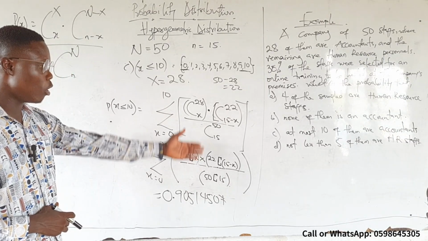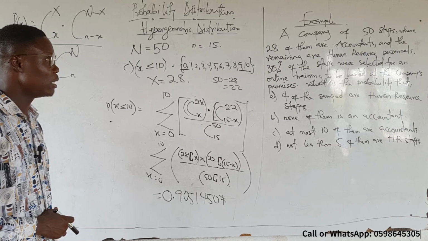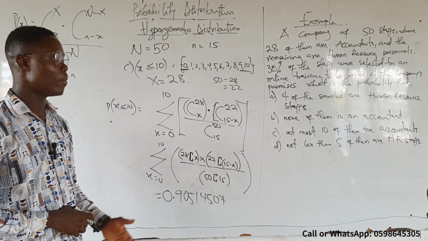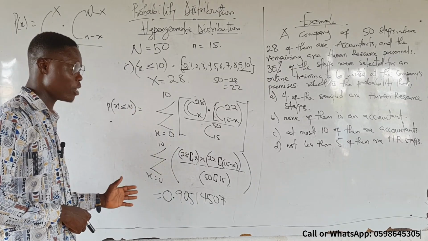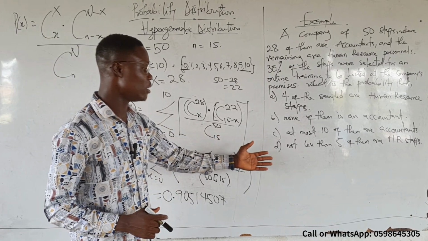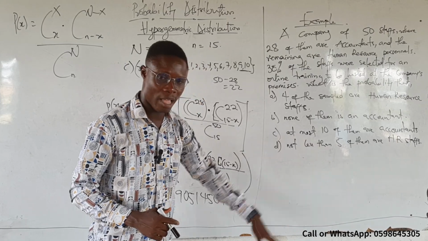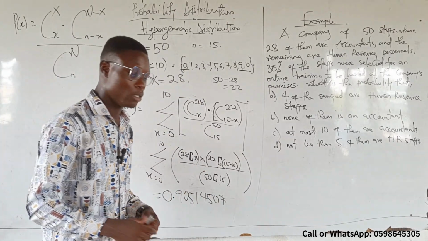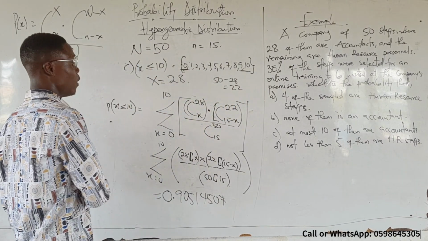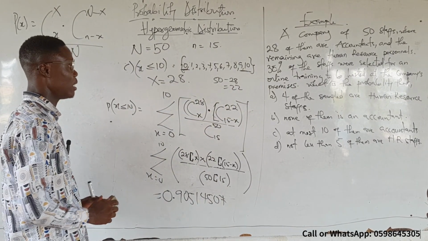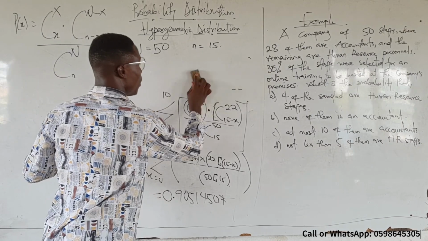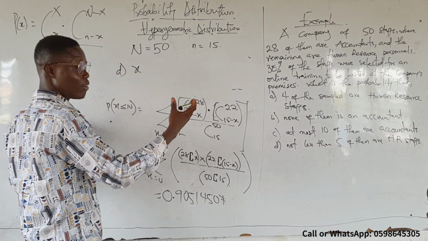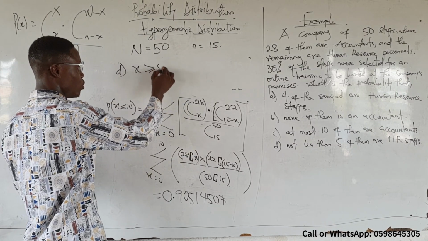Right. So on to the last one, and then that will be the end of hypergeometric. So, not less than 5 of them are HR staff. So the same progression here, but here we have a different definition for the X: not less than 5. If it is not less than 5, then it is equal to 5 or greater than 5, right? So here, if you are done putting this down, I'll still do it here. My D, I have the X to be not less than 5. That means it's greater than or equal to 5.